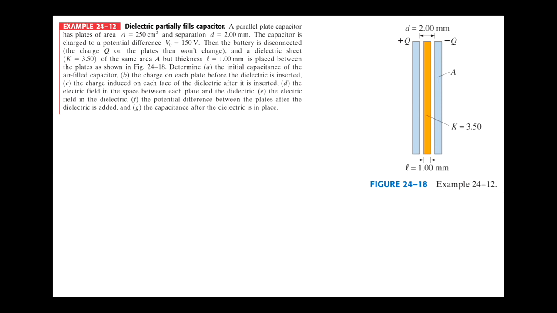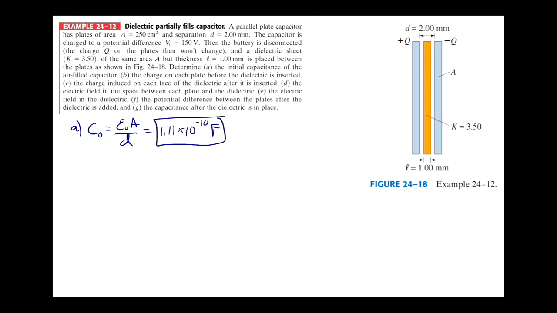I'm done. So let's see, part A. What is the initial capacitance of the air-filled capacitor? Well, we know how to calculate that. It's nothing hard. So that's C0 is equal to epsilon naught A over D. Let me give you that number. You can double check me later in case you're worried.